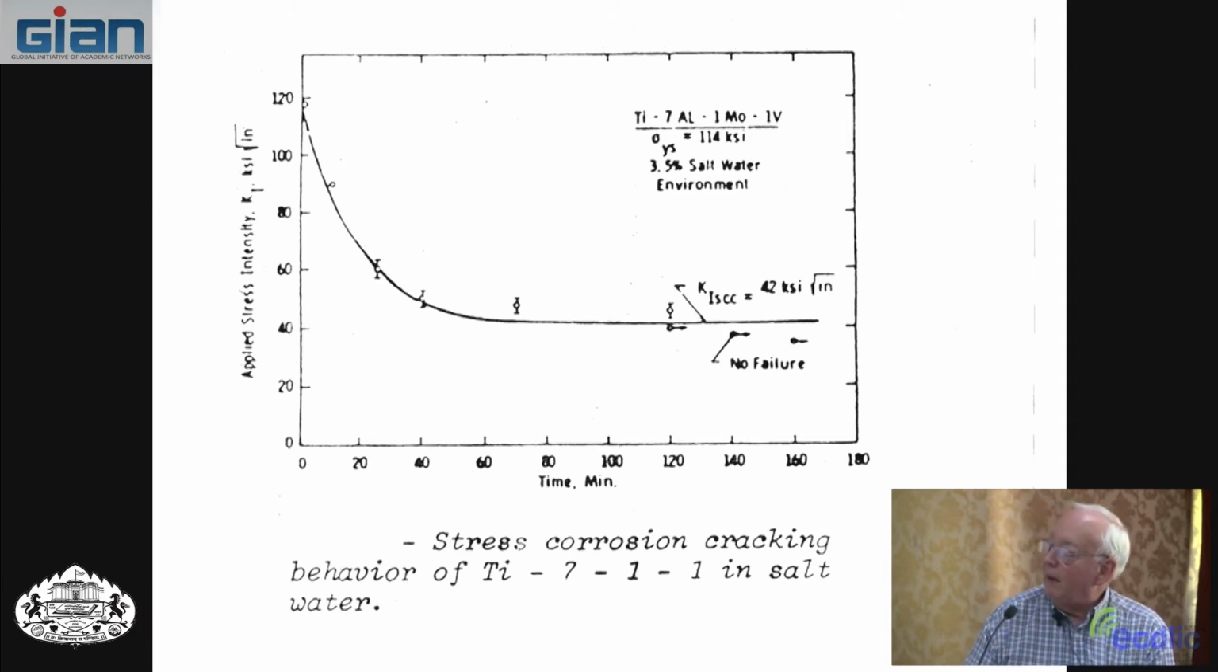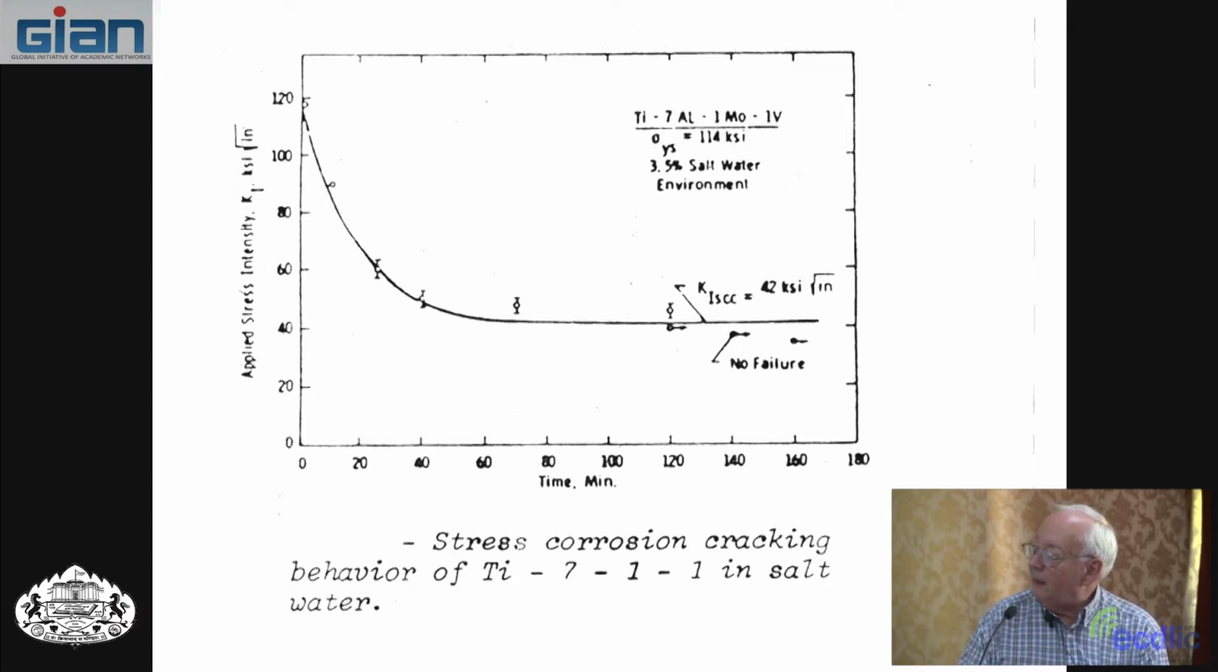Anyway, this alloy was chosen because they thought it was immune to corrosion. General corrosion, which is things that attack a surface, like rust in steel or pitting in some of the alloys, and stress corrosion cracking are quite different. General corrosion happens usually on a surface, but this happens inside the material.